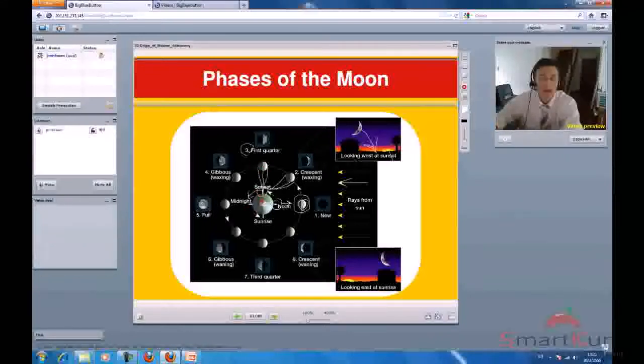Notice, in number 3, we see what's called the first quarter. Here we can see the moon directly overhead at sunset, and notice we see equal parts of the dark side and the light side. So we see a half moon. And again, as the Earth rotates in this direction, that moon is going to set in the west just like the sun.